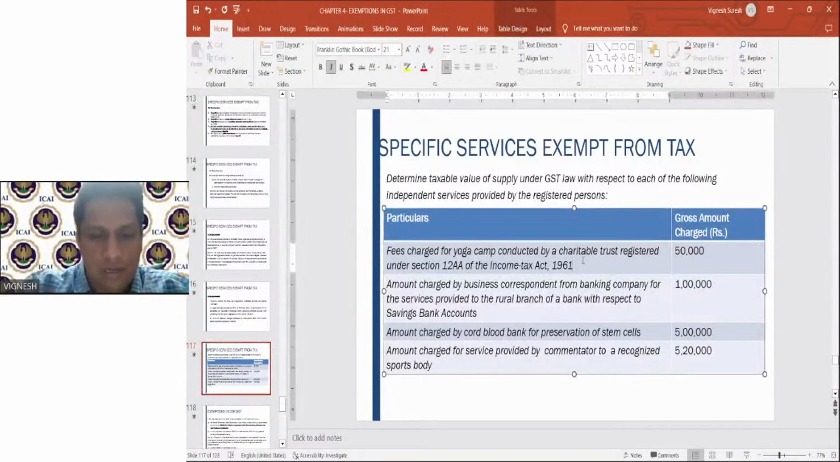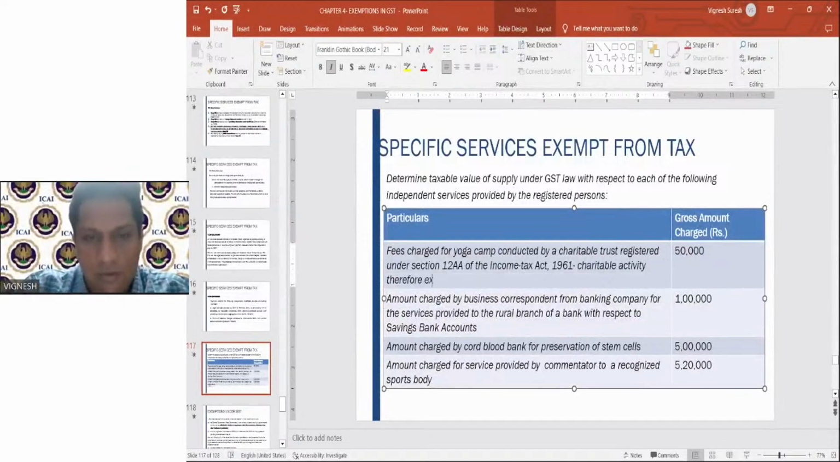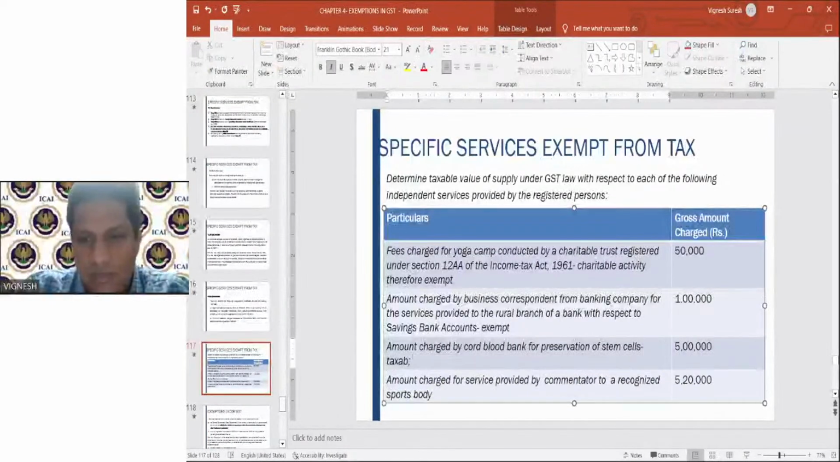So this one is very much a charitable activity, therefore exempt. This one is also exempt. This one was exempt but is now taxable, so this one will be taxable. In your study material, the solution will say exempt, but that is not the correct one because the amendment has been made. So I hope everyone follows this.